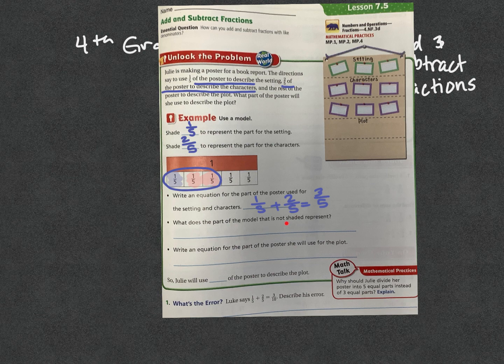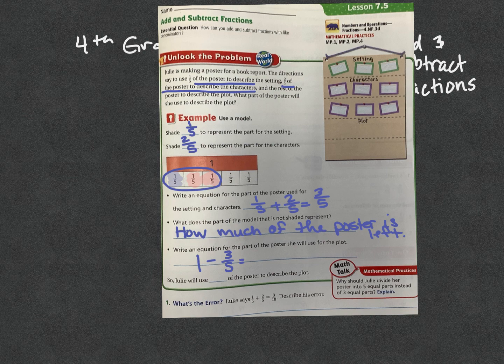What does the part of the model that is not shaded represent? This is the not shaded part, and this is representing what's left of the poster, right? How much of the poster is left? And they'd like for us to write an equation for the part of the poster she will use for the plot. Well, we started with the whole poster, 5/5 or 1 whole, and we subtract from that the part that's now been used. All 3/5 of this has been used already. And that is going to equal how much I have left to use for plot.